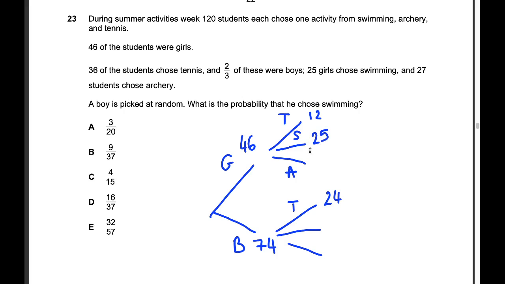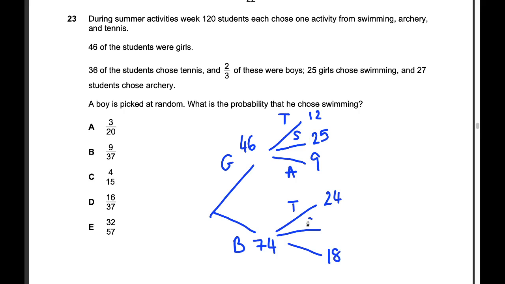But actually we've got 2 of the 3 options for girls' sports. So we can work out how many girls chose archery. So 25 plus 12 is 37. 46, take away that 37 should give us our archery, which is just 9 girls chose archery. But there were 27 students choosing archery in total, so the other 18 were boys.